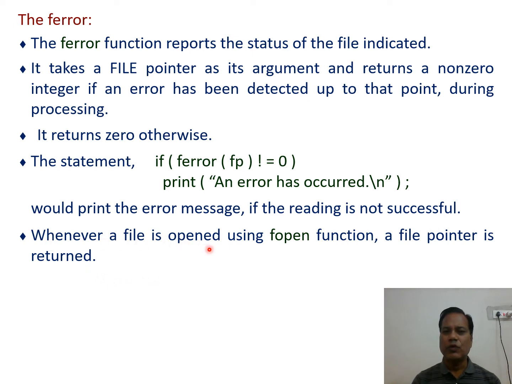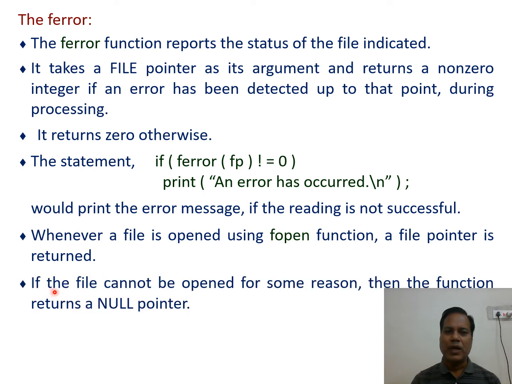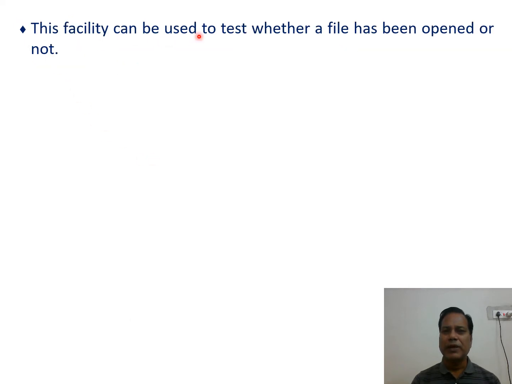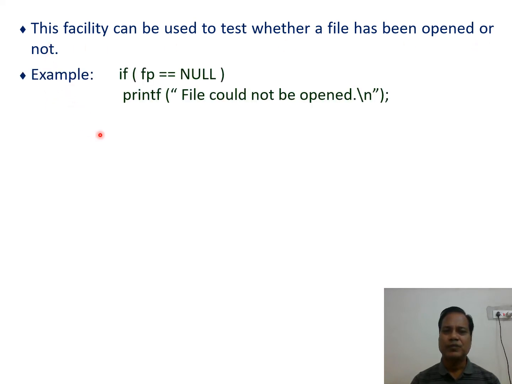Whenever a file is opened using the fopen function, a file pointer is returned. If the file cannot be opened for some reason, then the function returns a null pointer. This facility can be used to test whether a file has been opened or not. For example, if fp equal to NULL, then print "file could not be opened".